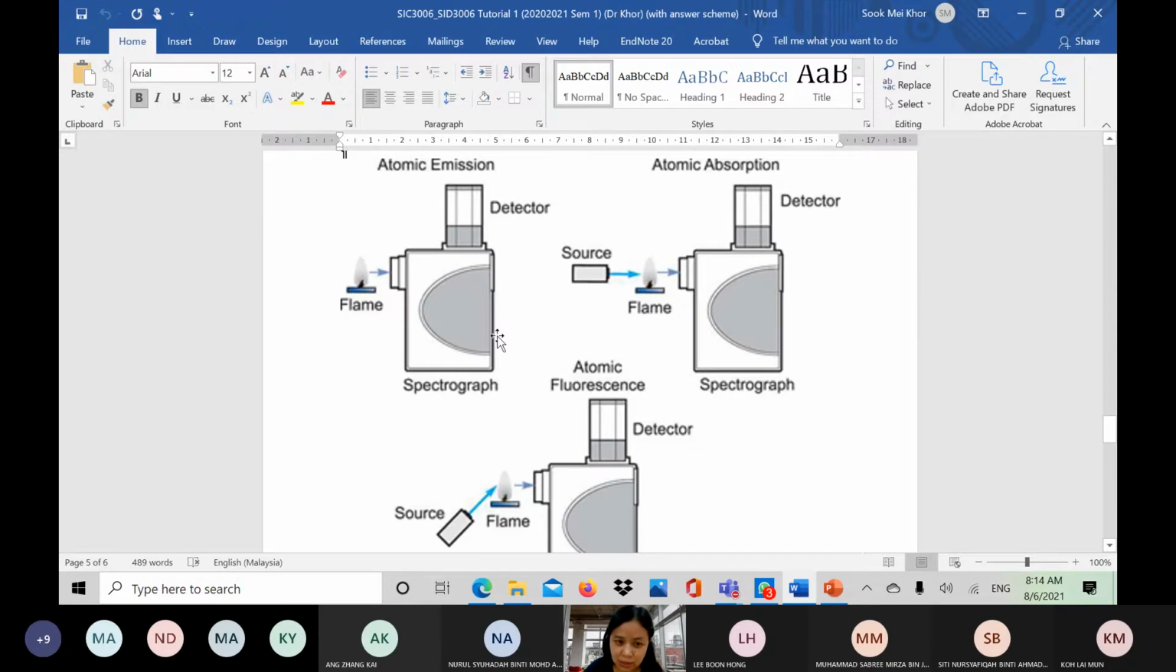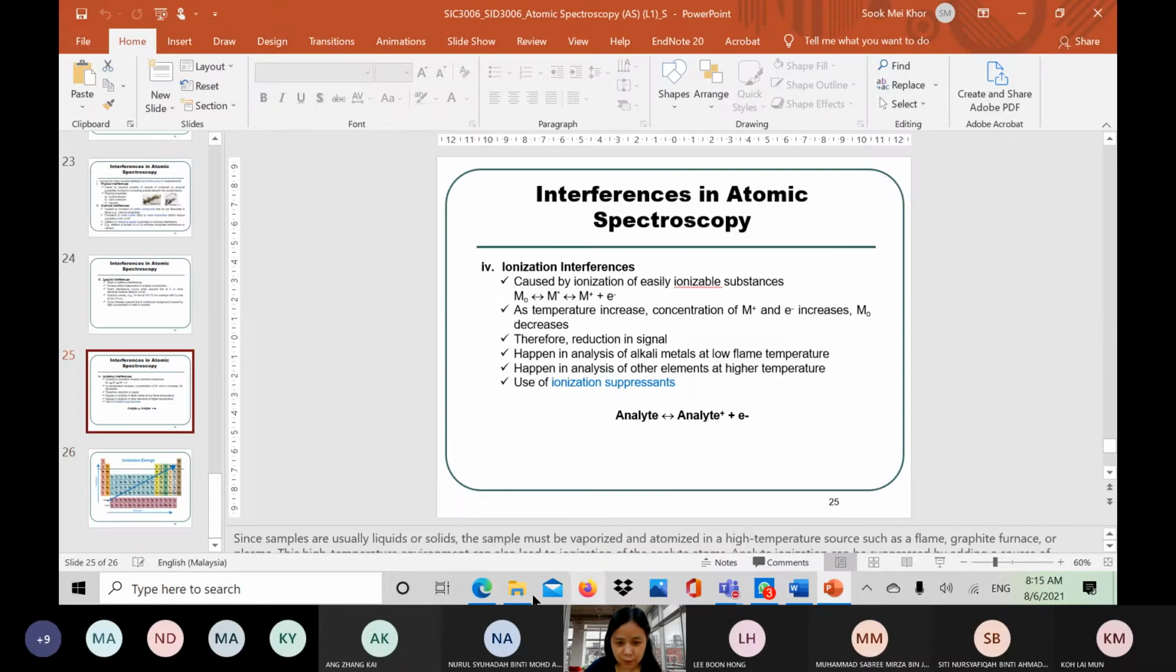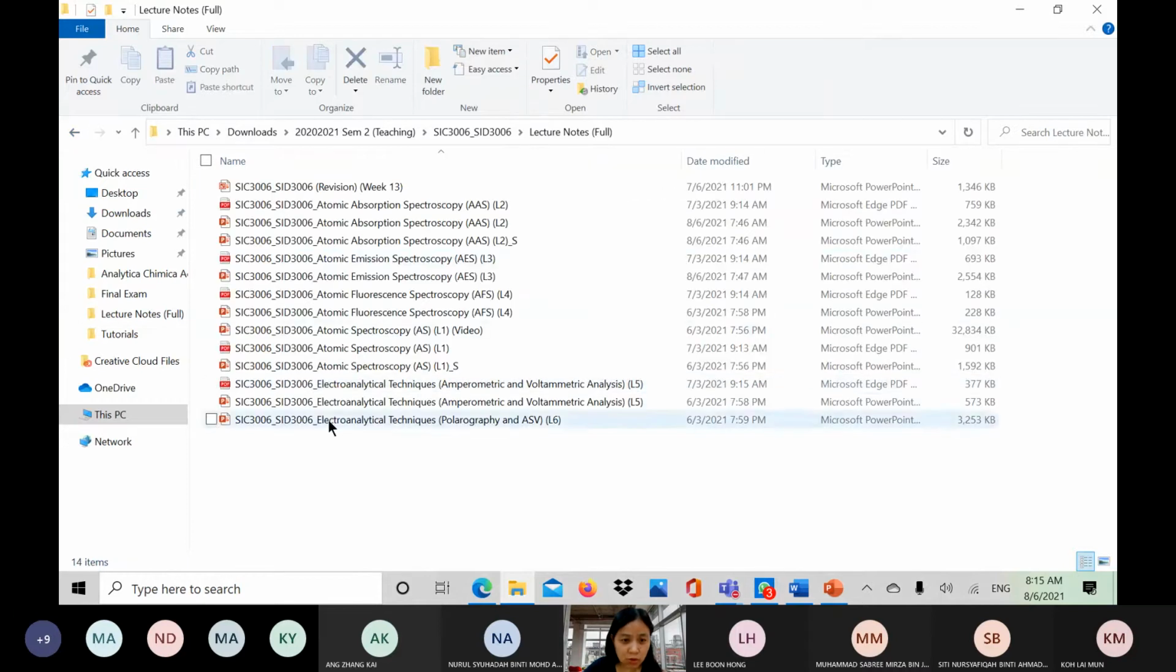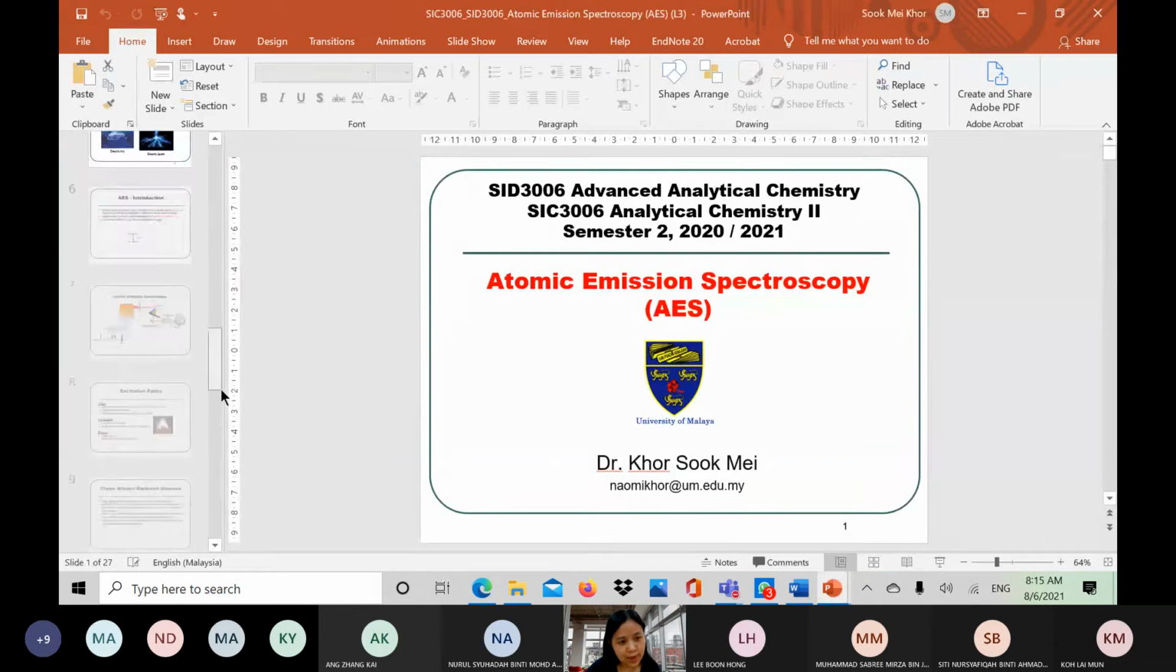It's not only affected by the temperature of the flame. If we go back to this lecture notes, I want to draw your attention, because it's not only the main factor which affects the population of the excited atoms is due to the flame, right? But a few other factors would also affect the population of those excited atoms.